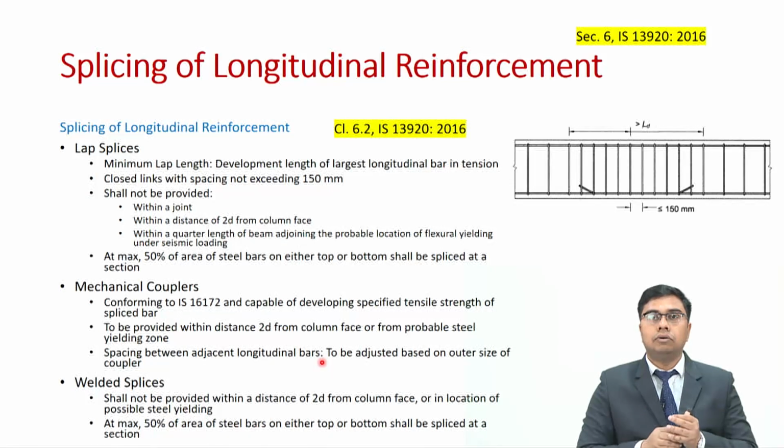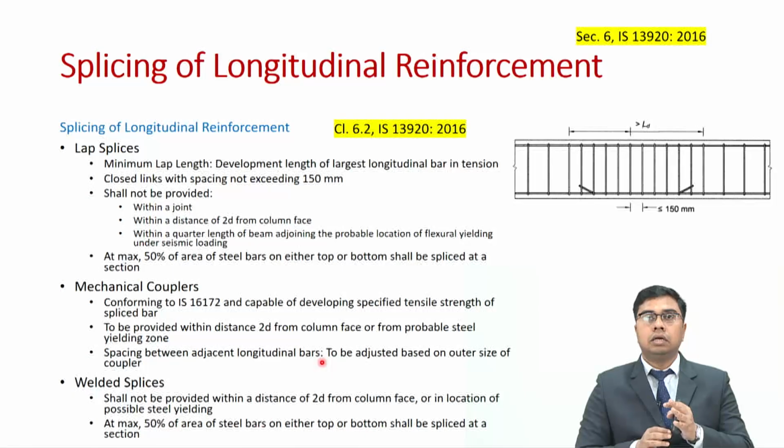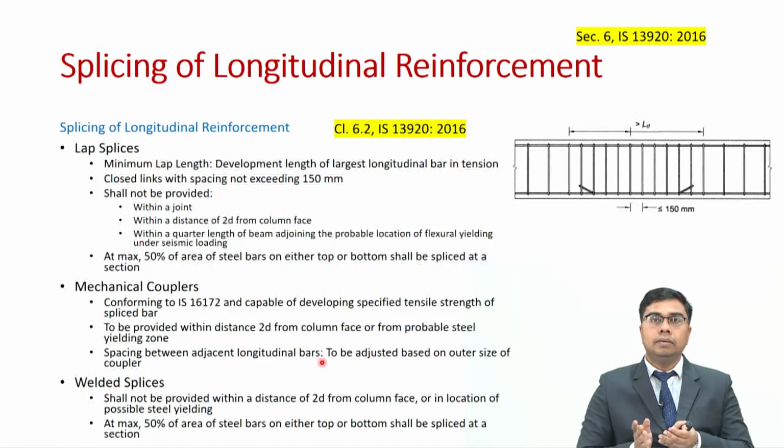Now, at this point I would also like to tell you that these days, even in residential buildings which usually have beam longitudinal reinforcement of 16 mm and 20 mm dia, people are using mechanical couplers because it saves a lot of steel and therefore it is making your building very economical. But again, when you are using mechanical couplers, be careful that the spacing between two longitudinal reinforcement bars is going to reduce because of the diameter of the coupler.